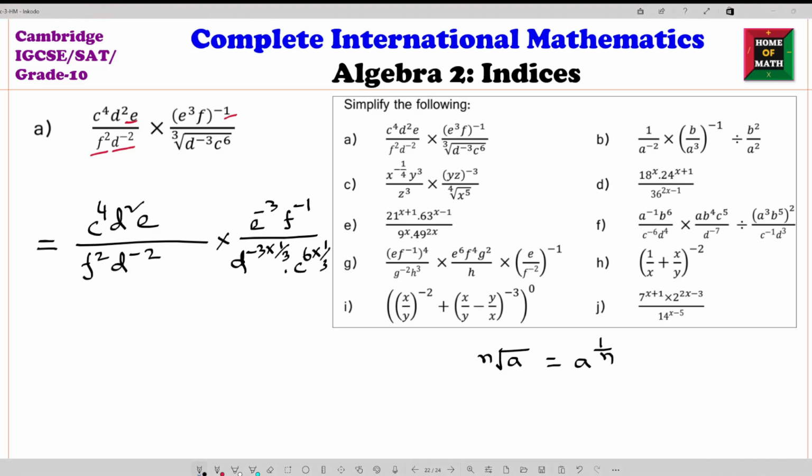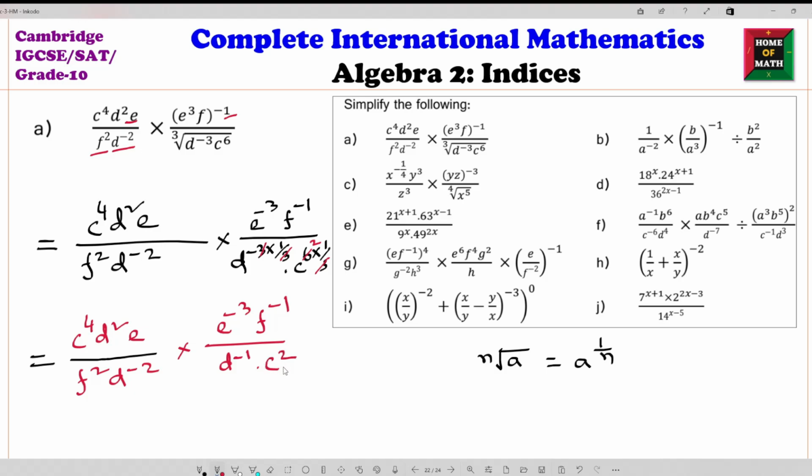Okay, this is clear. Now look, this one, 3 and 1 by 3 we can cut, and 6 divided by 3 means 2. So we can write it like this: c to the power 4 d square e, and here is f square d to the power minus 2, times e to the power minus 3 f to the power minus 1, divided by d to the power minus 1 and c square.